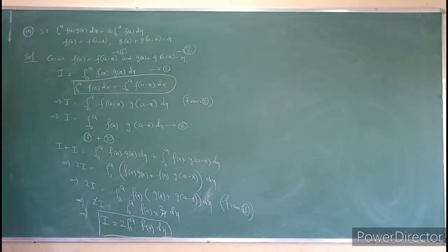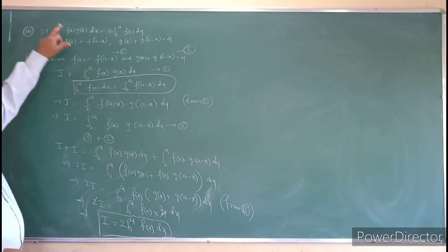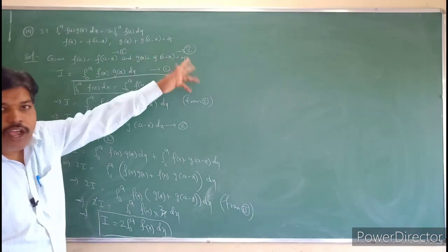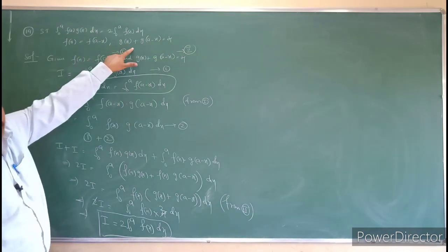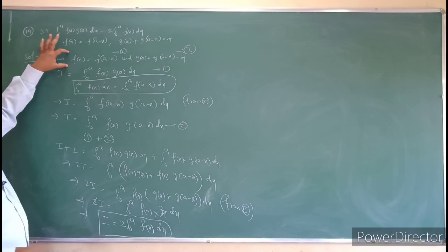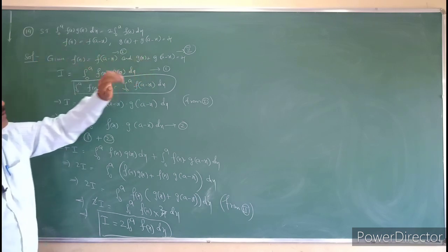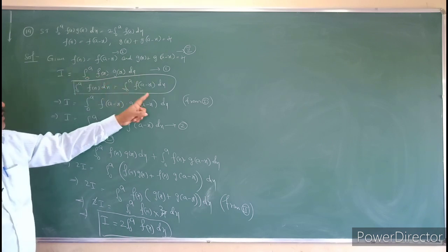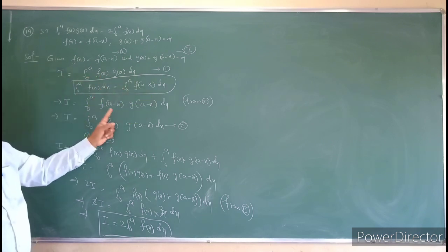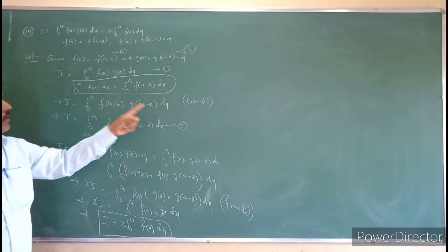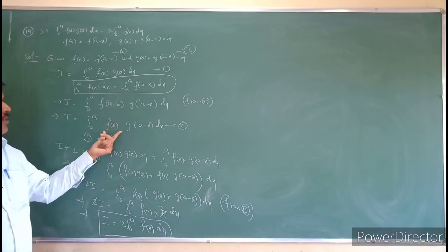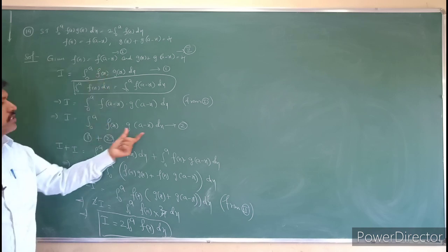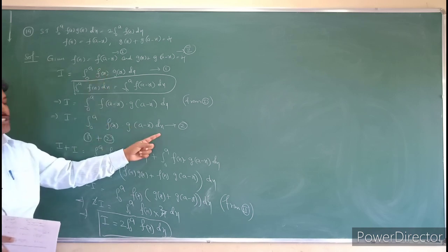See that question, students. The integral from 0 to a of f(x) g(x) dx is equal to 2 times the integral from 0 to a of f(x) dx. You have to show that using these two conditions. First, I is equal to the integral from 0 to a of f(x) g(x) dx. Apply the formula: f(a − x) g(a − x). f(a − x) is f(x), from condition 1, and g(a − x) remains the same. Take this as equation number 2.